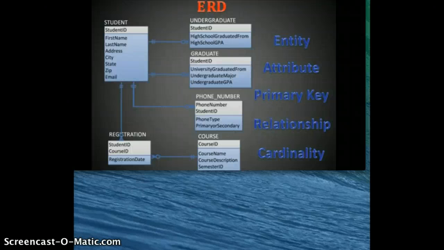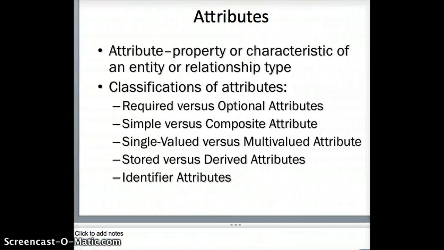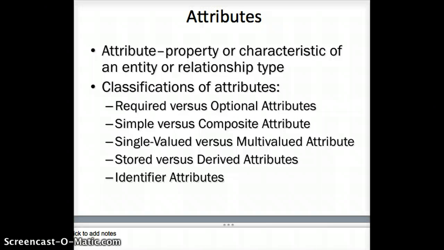Now, let's move on to attributes. I'm going to pull up a PowerPoint slide now. An attribute is properties or characteristics of an entity or relationship type. The classifications of attributes are required versus optional attributes, simple versus composite attributes, single valued versus multi-valued attributes, stored versus derived attributes, and identifier attributes. Today we're basically going to be going over required attributes, optional attributes, composite attributes, multi-valued attributes, and derived attributes.